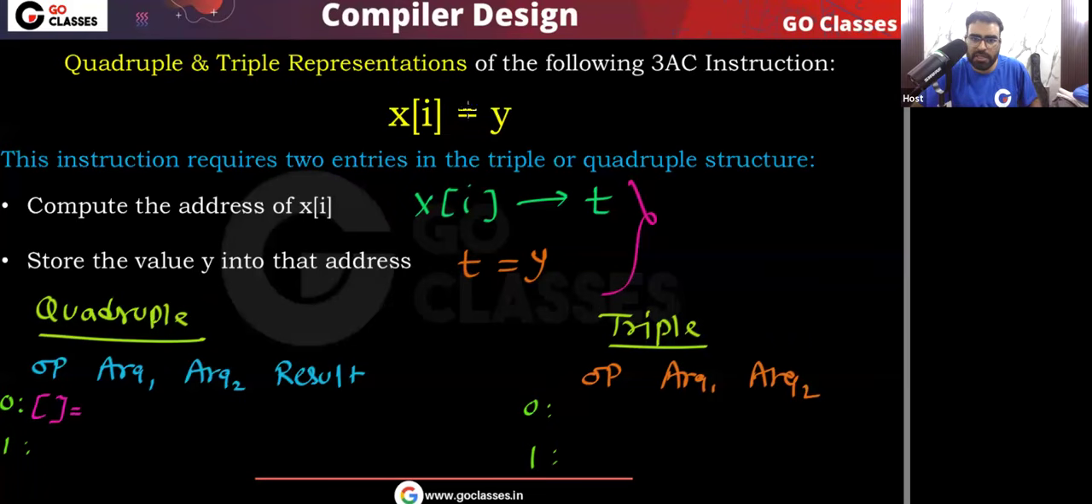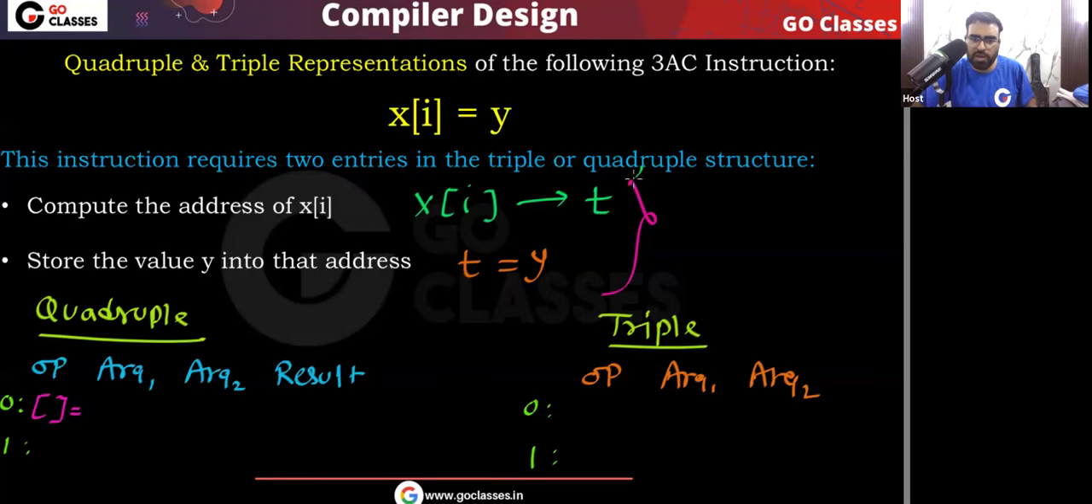Yes or no? Because remember, this is the instruction that we want to represent. Okay, and here you can notice that this indexing, or I can say this bracket, is on the left side of the assignment. Is this point clear? So this will be the operator.